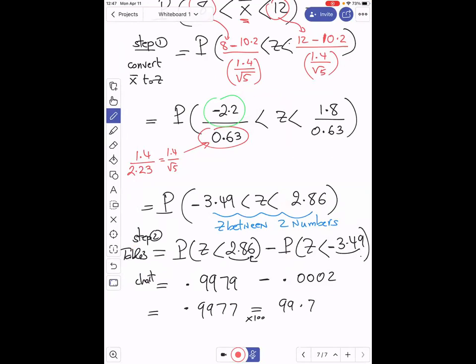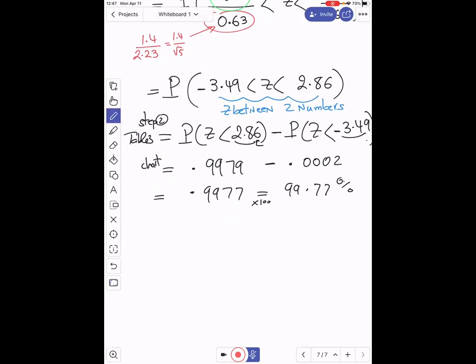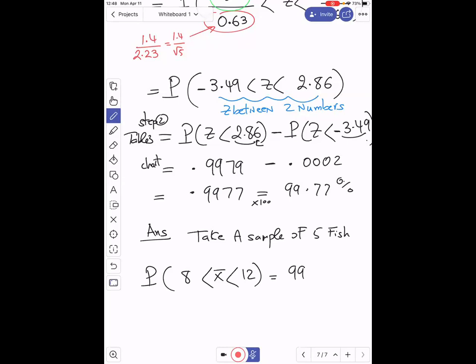In other words, multiply by 100. That's 99.77%. So what we are saying is, if you take a sample of 5 fish, then the sample mean, or the average length of the 5 fish, the probability that the average length of the 5 fish is between 8 and 12 inches is 99.77%.